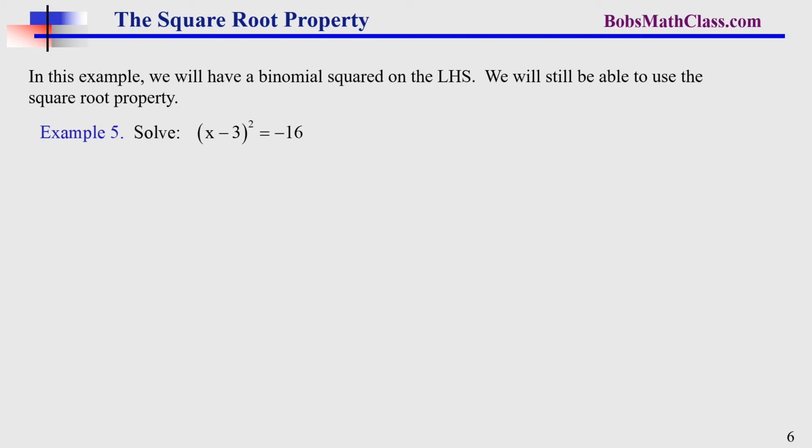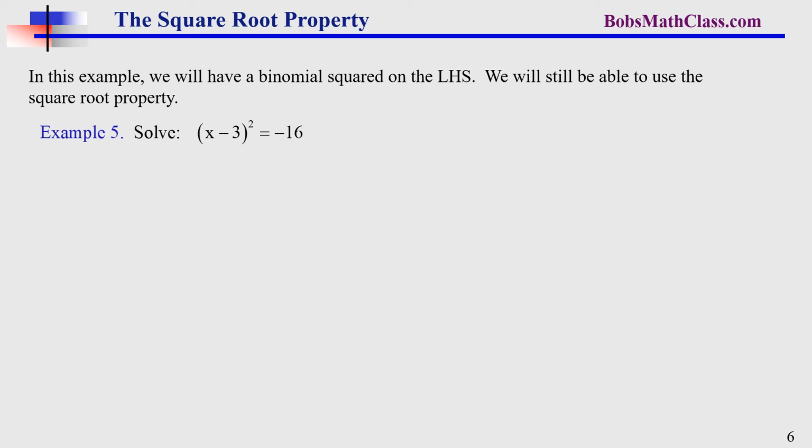Okay, so on this one, we still have another binomial squared on the left-hand side. That means we could use the square root property. We have to have something squared on the left-hand side, LHS, left-hand side, RHS, right-hand side. Just kind of shorthand. There's so much writing, right?